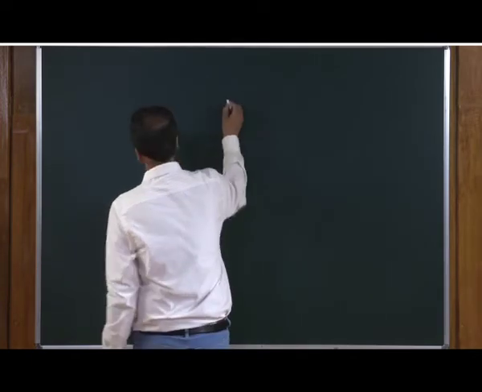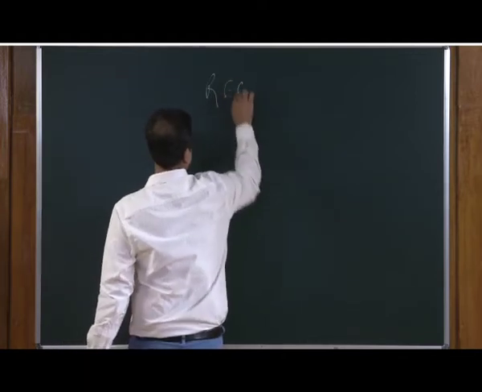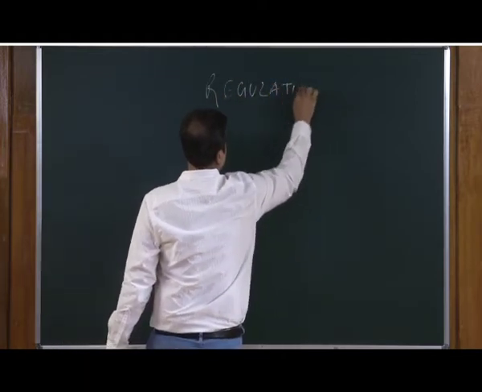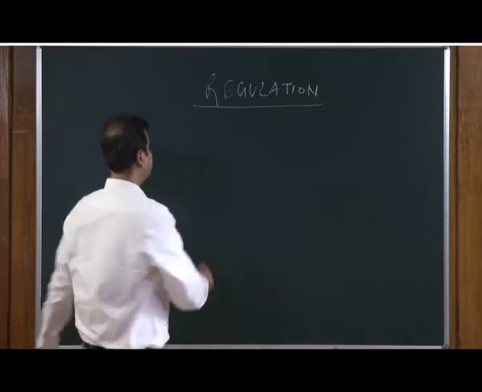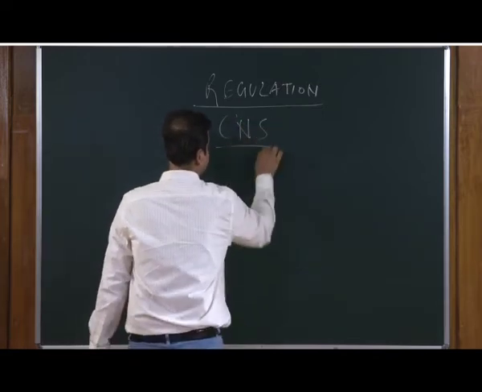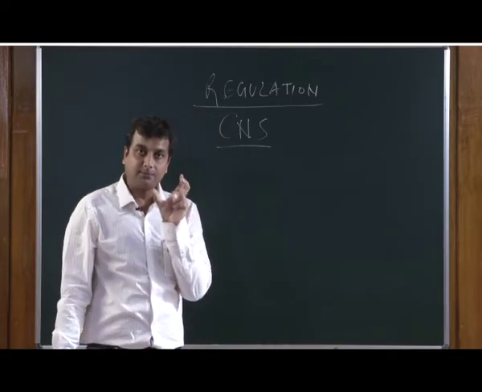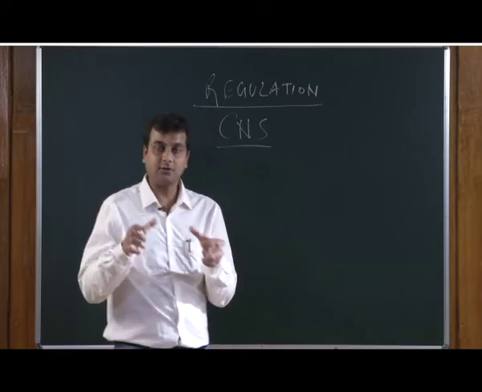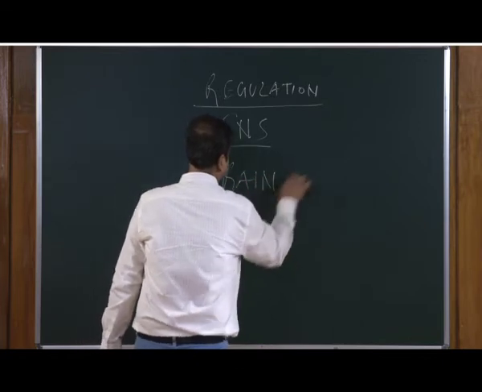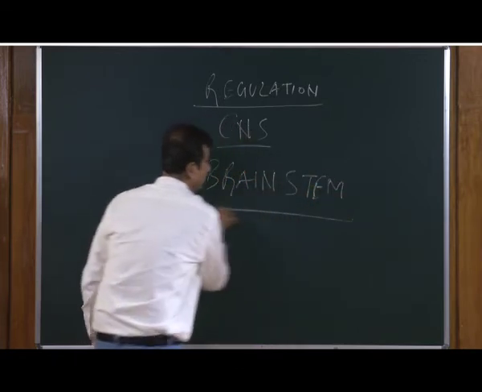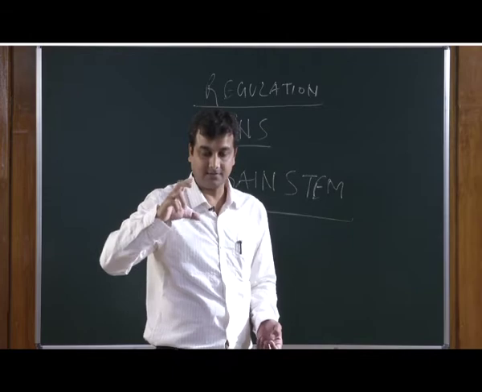So, to understand this regulation of respiration: this regulation is governed by our central nervous system, which is comprised of the brain and spinal cord. Now, the major part that is responsible for maintaining this regulatory aspect of respiration is the brainstem. This brainstem is a specific area in the brain located in the downside of the central nervous system.